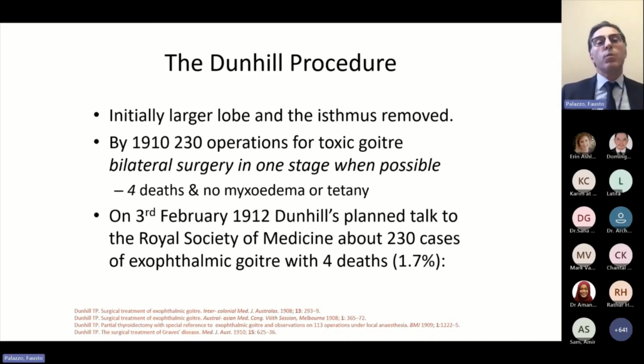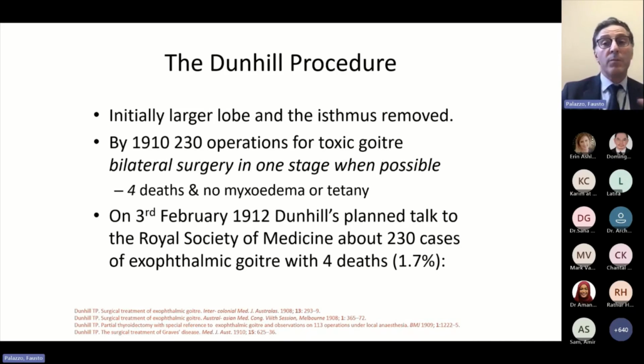And what Dunhill noticed as far as the treatment of thyrotoxic or toxic goiter, was that he would stage the operation, in other words, do a hemithyroidectomy, then do a total thyroidectomy, until he got the confidence to be able to do the operation in one sitting. And he went on to present this data in tours in the United States and the UK. And he was due to give a talk at the Royal Society of Medicine in February of 2012, but was unable to do so because he had to go back at that point to Australia.